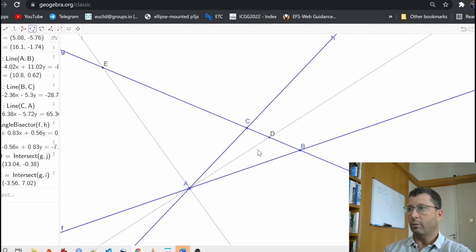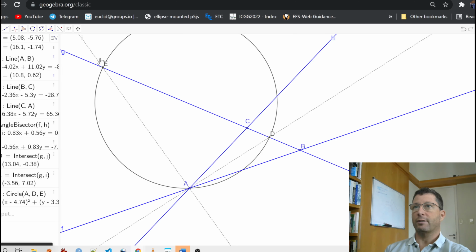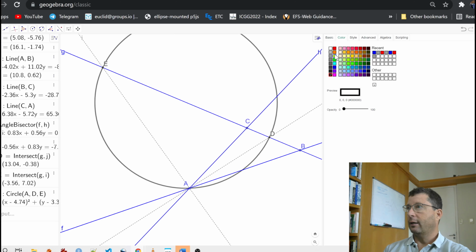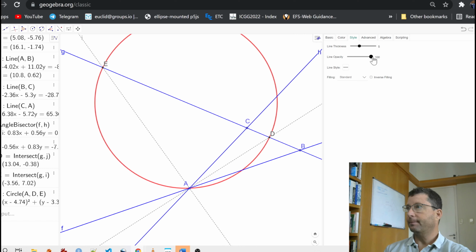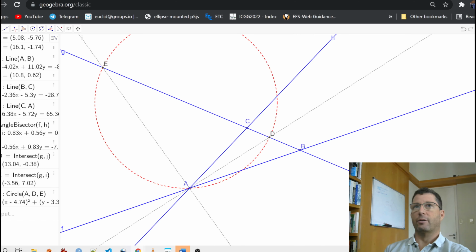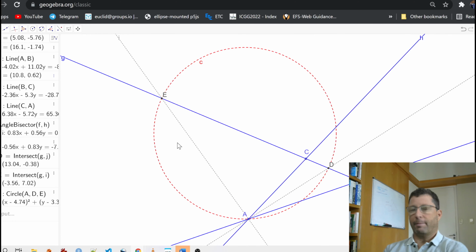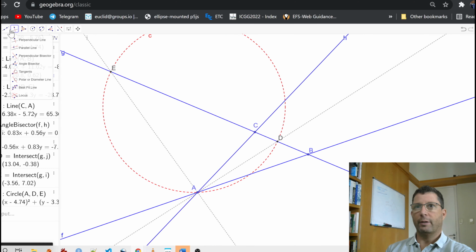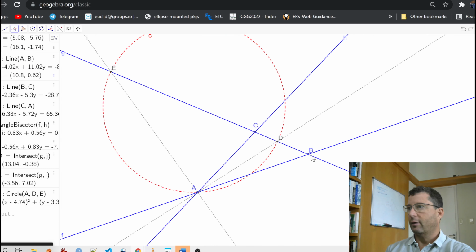Circle through three points: 1, 2, 3. And here's my first Apollonius circle, which I'm going to color red just for clarity, and make it a long dash circle. Okay, so I have my first Apollonius circle. Now let's cyclically repeat this construction and find the two angle bisectors of vertex B. Oops, that's not how I do it. I actually do it like that.